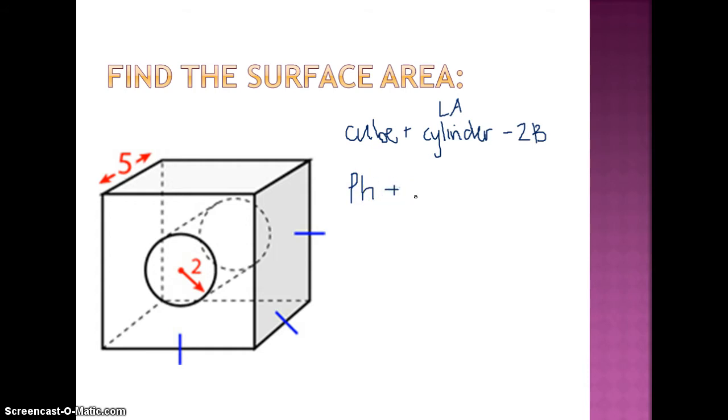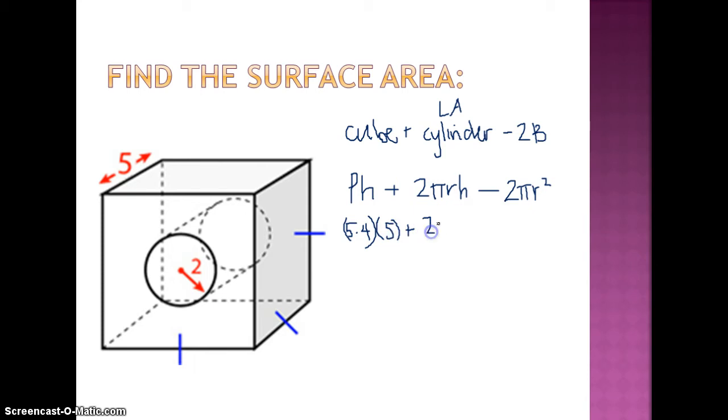And then we're going to add in the lateral area of a cylinder, which like we said before is 2 times pi times the radius times the height. And then we're going to subtract twice the base. Right? The base is a circle, so it's going to be 2 pi r squared. Right? This is a cube. That means all the sides and all the edges are the same. They're all 5. So our perimeter is going to be 5 times 4. Because we have 4 sides, and then we're going to multiply that by our height of 5.